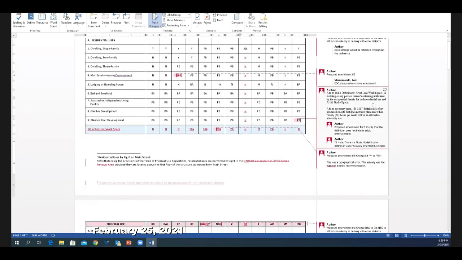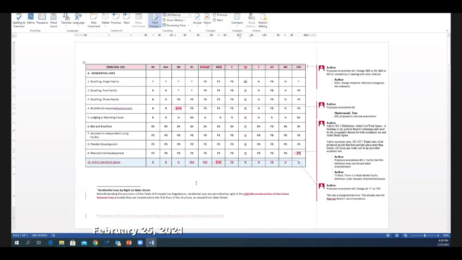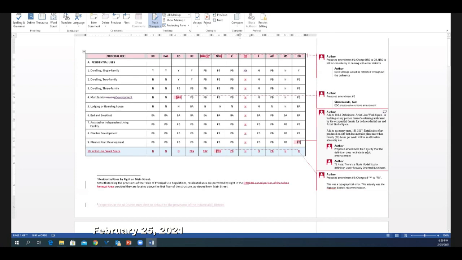The definition would be a building or any portion thereof containing units used by the occupant for both residential use and artist studio space. Added as an accessory use, if you had retail sale on site, it would not take place more than 20 hours per week. That would be an allowable accessory use. This would be allowed in RC, downtown, neighborhood business district, the commercial district, as well as the adaptive industrial district. And then there is a proposed amendment to clarify that this definition does not include adult entertainment.